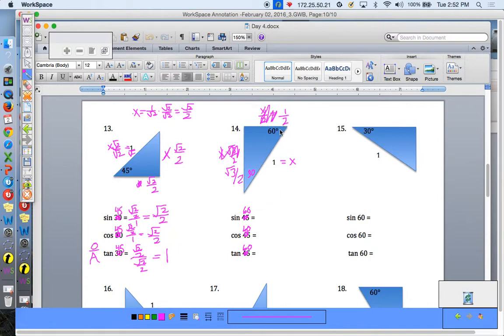So sine of 60, opposite over hypotenuse. Square root of 3 over 2 over 1 is just the square root of 3 over 2. Cosine, a over h, so adjacent is the 1/2 over 1, which is 1/2. And tangent, opposite over adjacent, square root of 3 over 2 over 1/2. So the 2's are gone, so it's just the square root of 3.